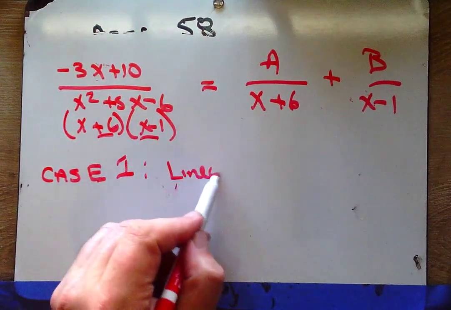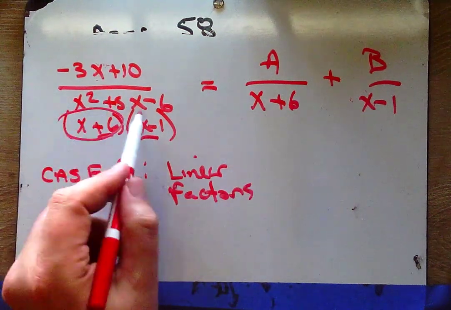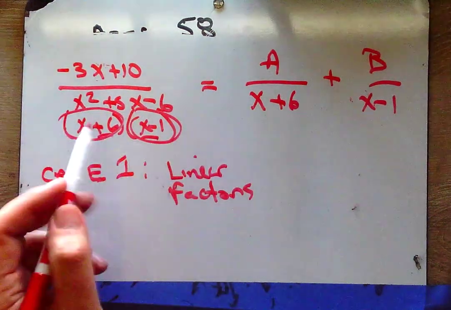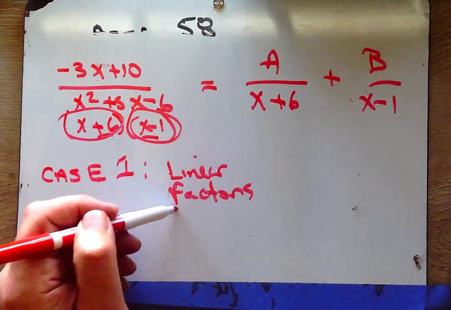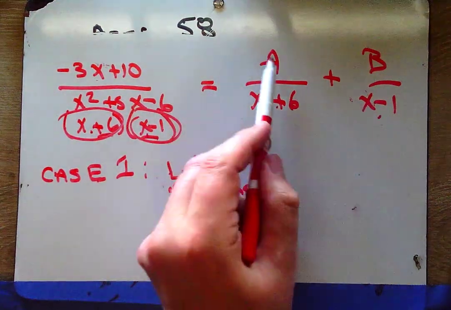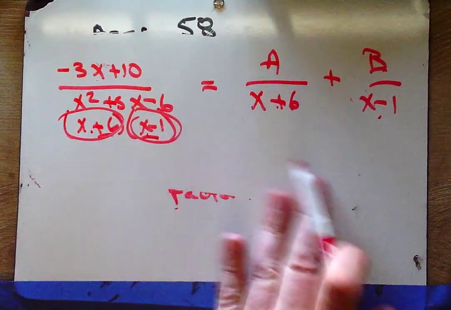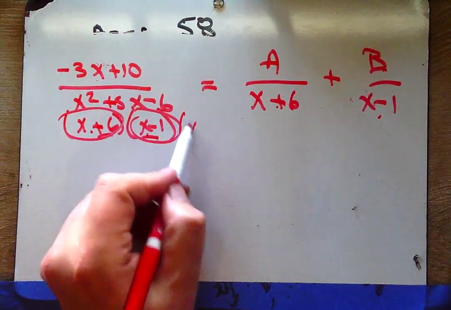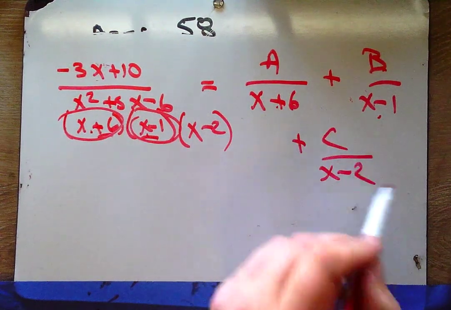linear factors. See how I have these linear factors? They're all y equals mx plus b kind of things. Well, when I have these linear factors, I take each linear factor and throw a letter on top of it. That's it. If I had a third linear factor here, you know, an x minus 2, sure, I put a plus c over x minus 2.